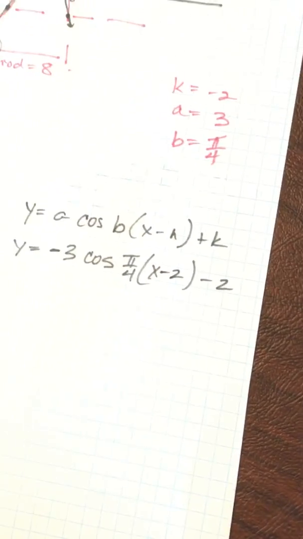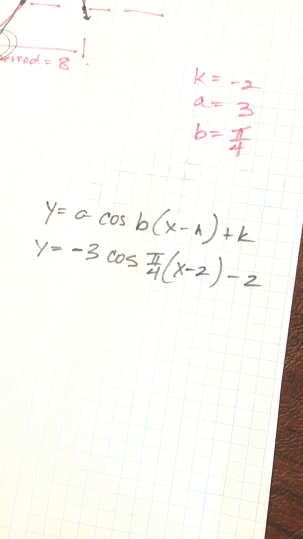that reflection going on. But also you notice that it's shifted to the right 2. So I'm going to put a -2 in there for my h value. And that's your equation.